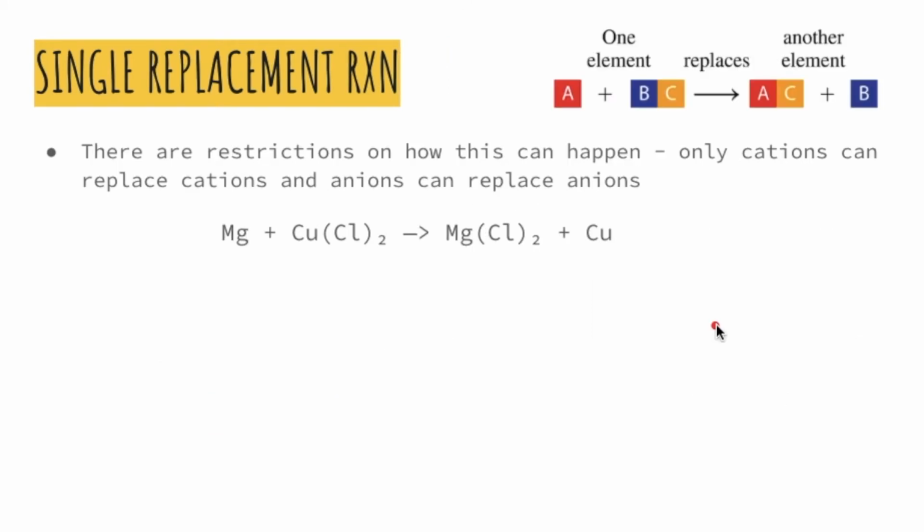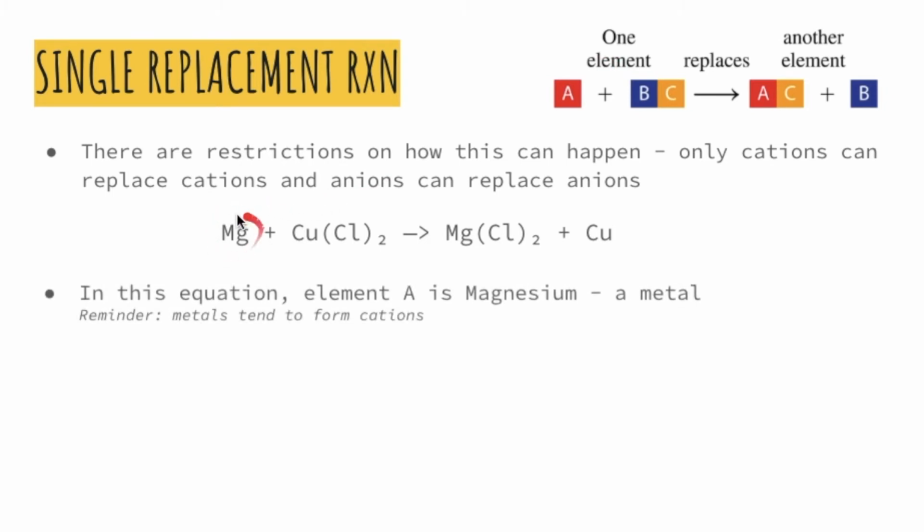There are some restrictions on how single replacement reactions can occur. Only similar elements can replace similar elements. So cations can only replace cations, anions can only replace anions. So if you look at the general equation, element A is going to be the one that is doing the replacing. It's going to be the added element. In our example below, we can see that magnesium is going to act as our element A. It's going to be the one doing the replacing. So we have to look at the properties of magnesium. If you look at your periodic table, magnesium is going to be a metal.